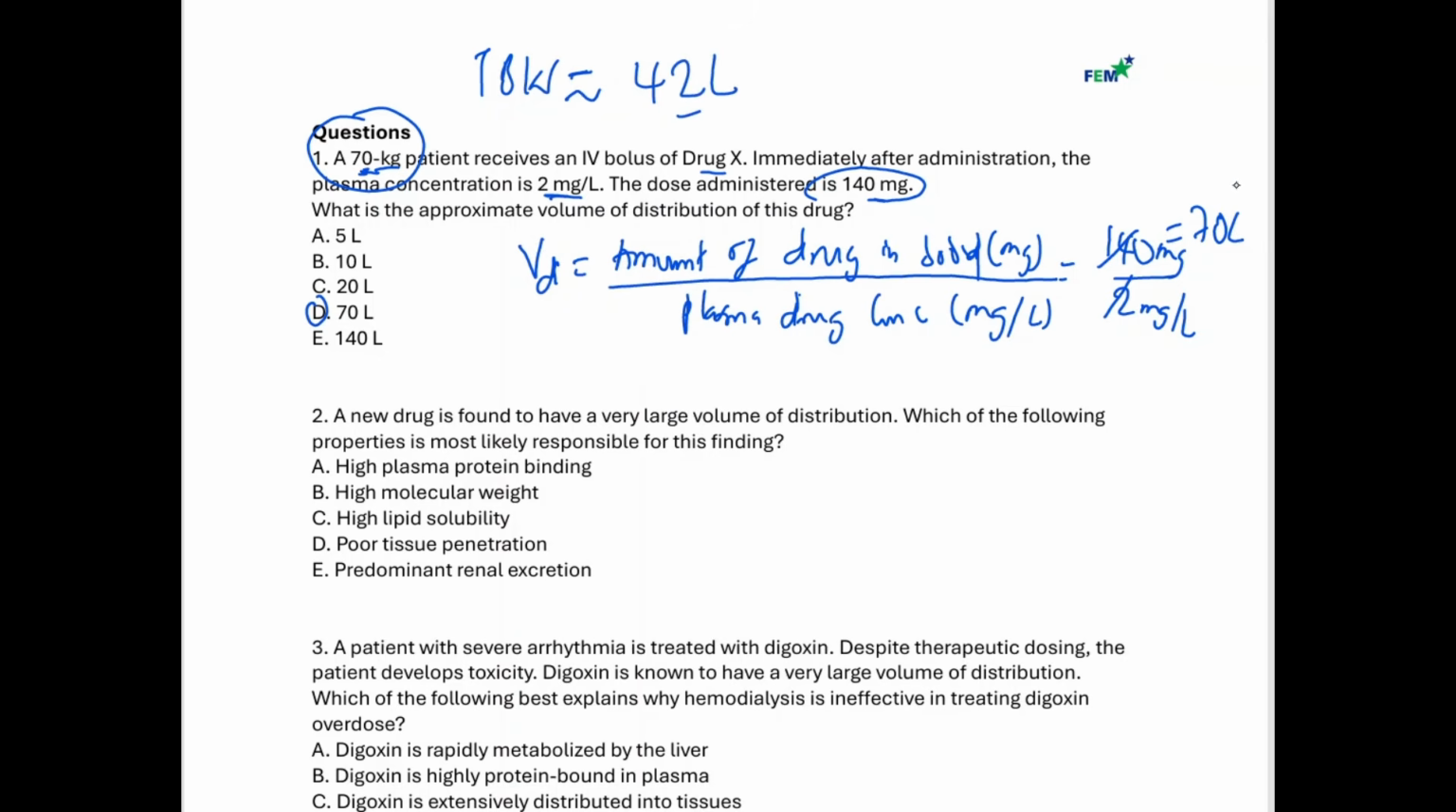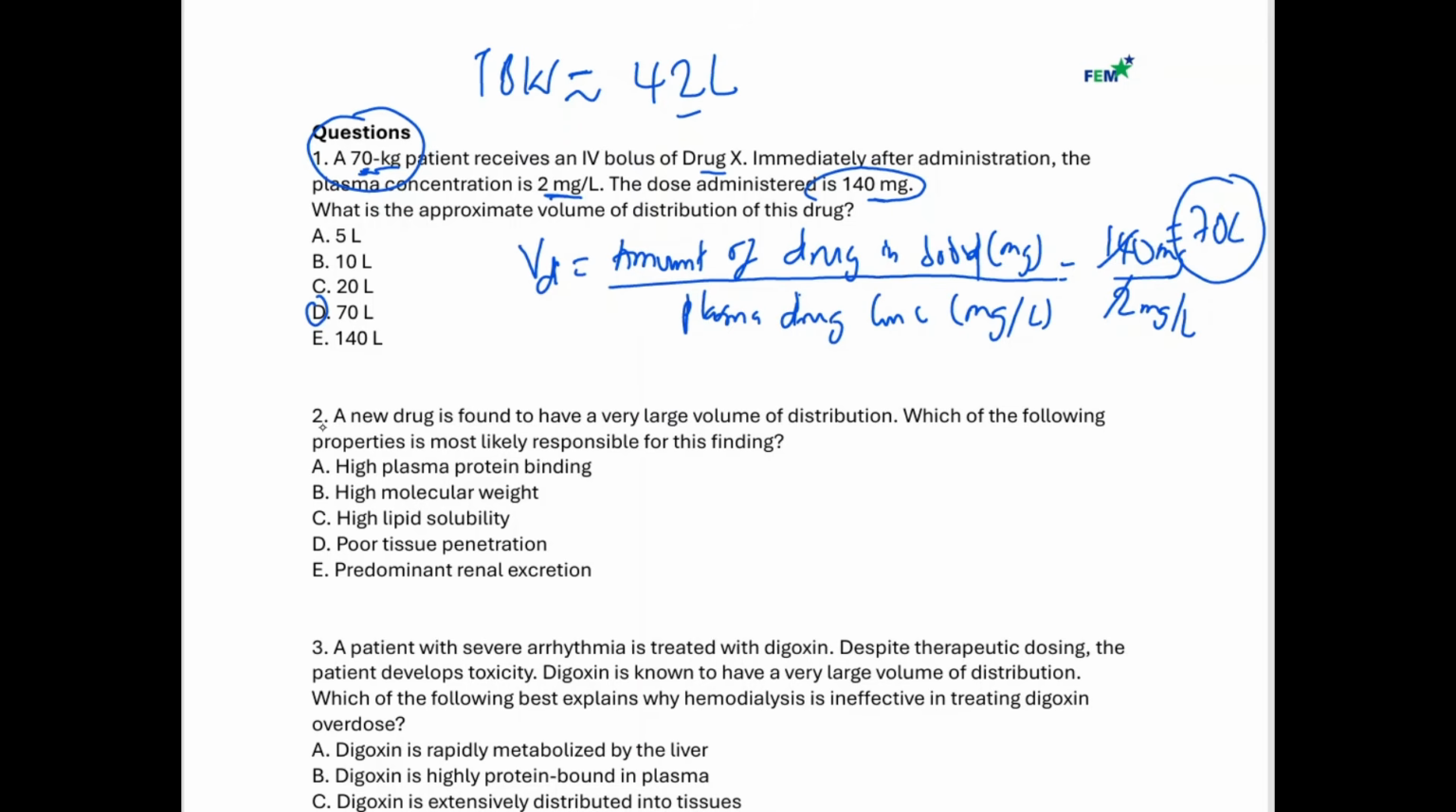But look at this medication's volume of distribution, 70 liter. That means this medication is extensively distributed into all tissue in this patient, and this medication has a very high volume of distribution. So this is likely a lipid soluble medication that is not confined to the plasma. So this medication has a very low plasma concentration.